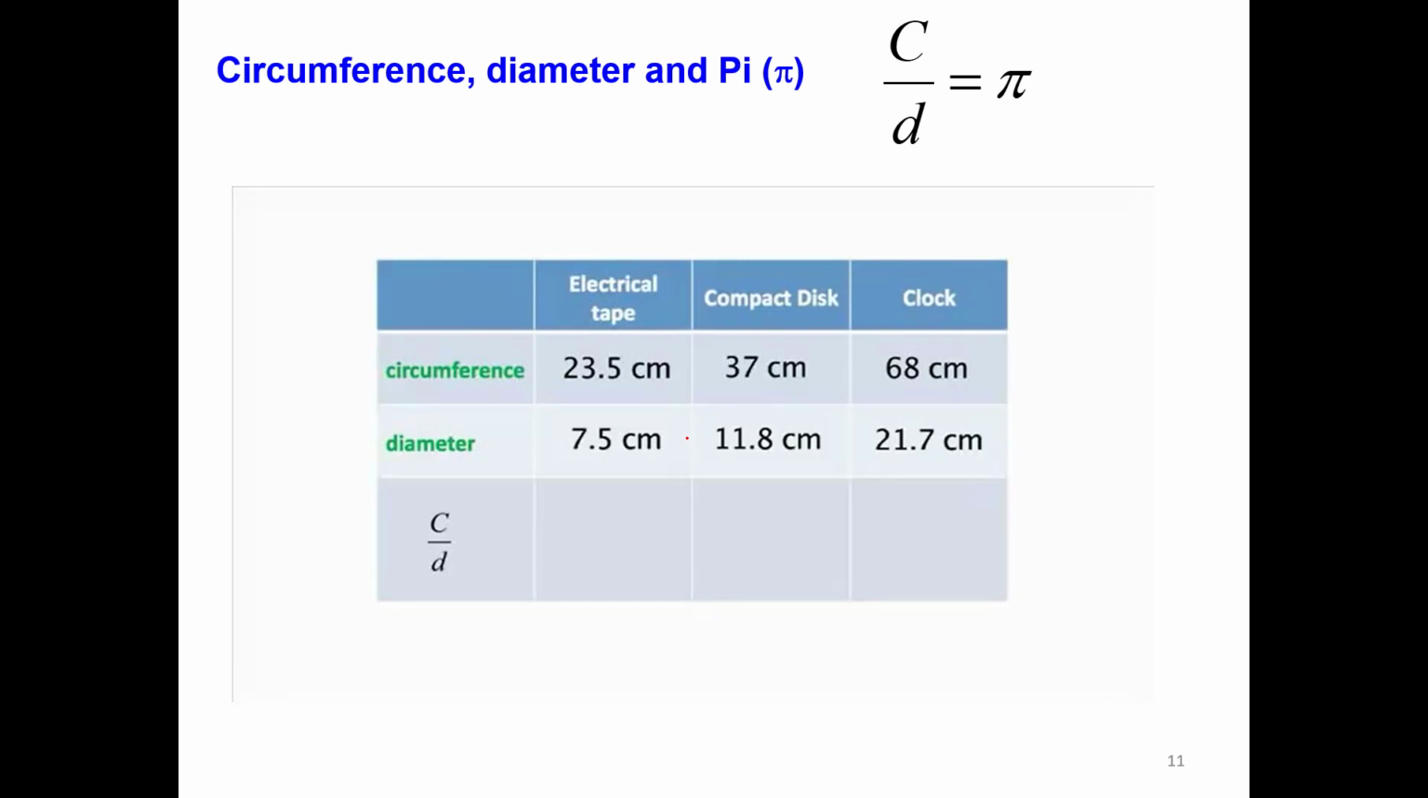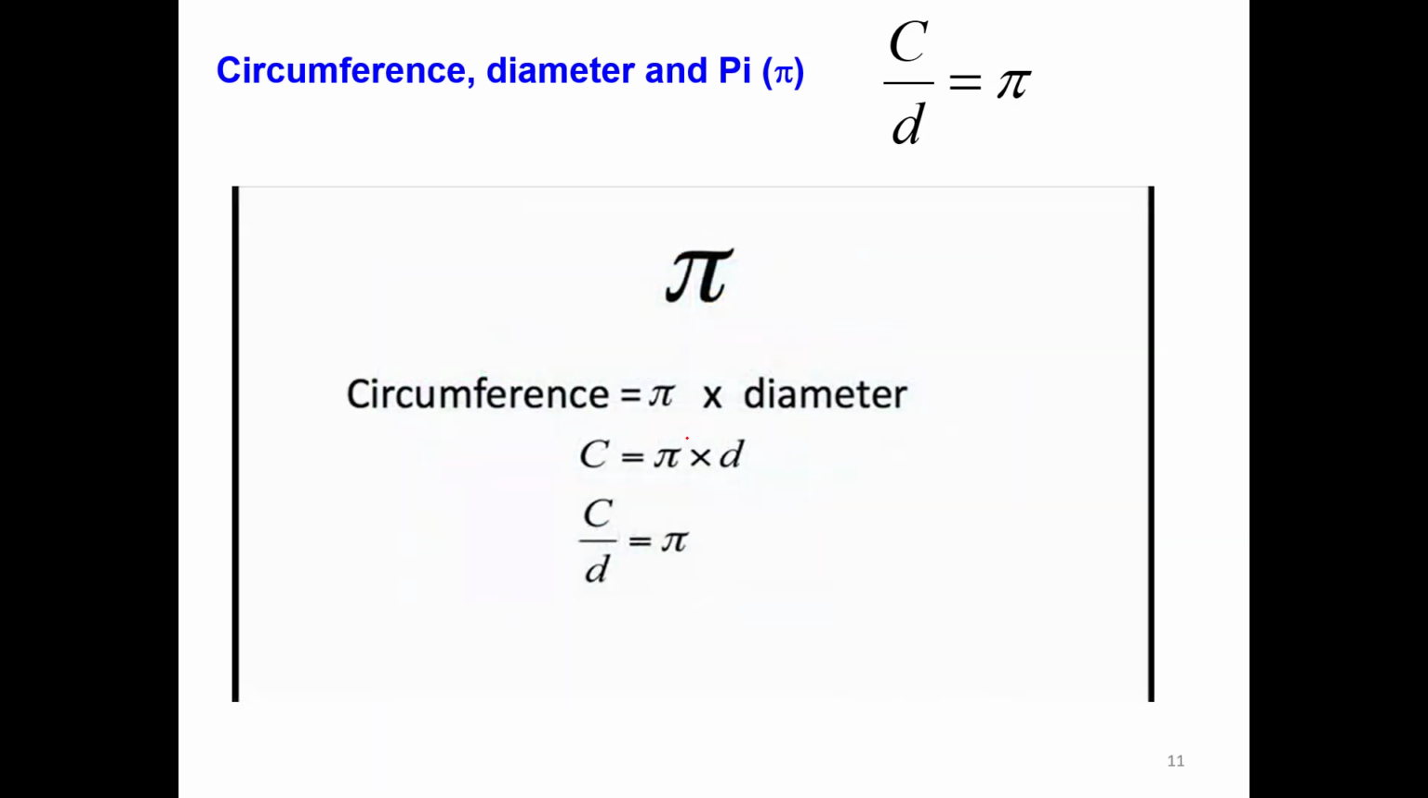Investigate the ratio of circumference and diameter of each object, known as C over D. The ratio of circumference and diameter of each object is approximately 3.1, which is very close to the value of pi. What is pi? Pi is the ratio of the circumference to the diameter of a circle, approximately equal to 3.14.